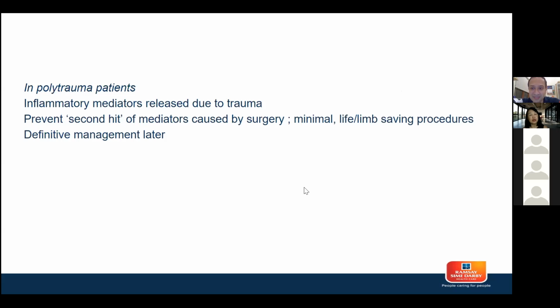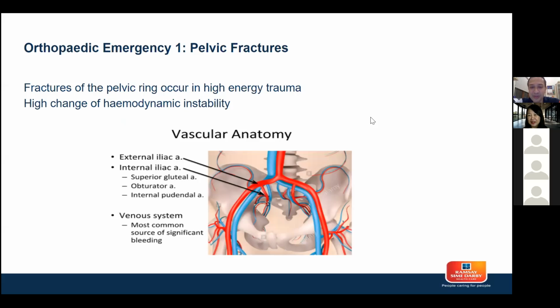This is a very interesting concept, and I believe in it. It does make sense. It's not just an exam topic. That's right, it is being practiced. All right, so I'll just run through 1 or 2 emergencies.